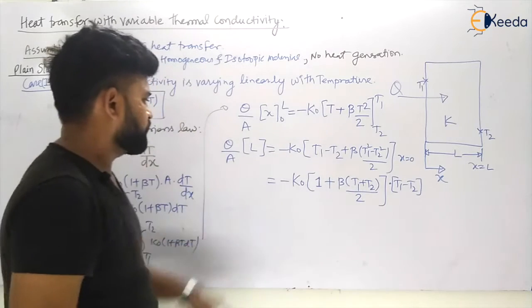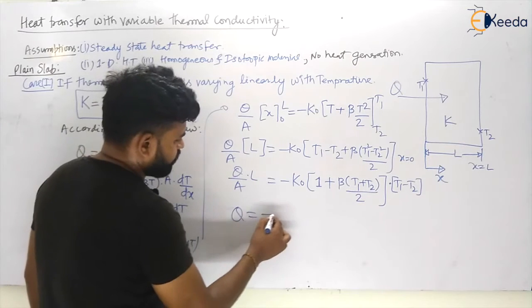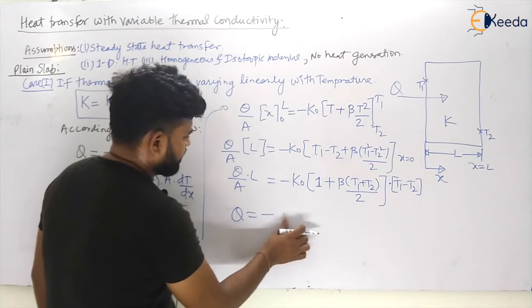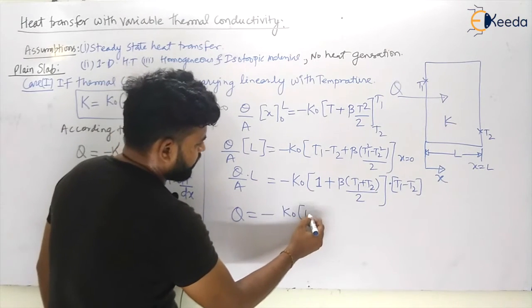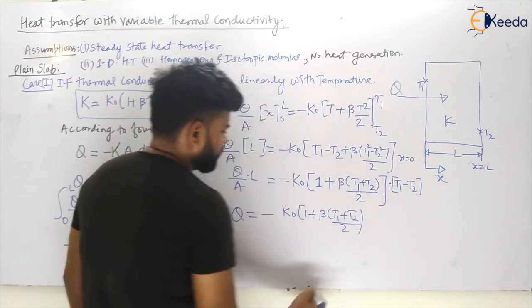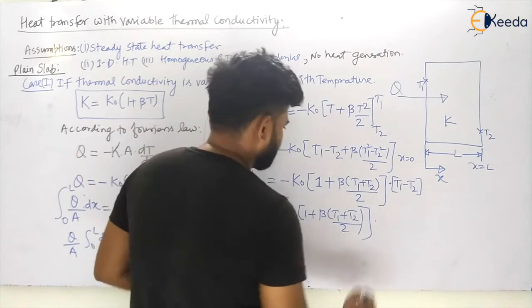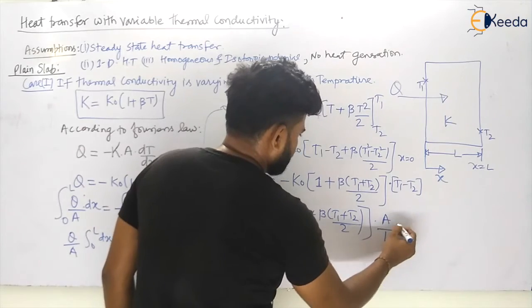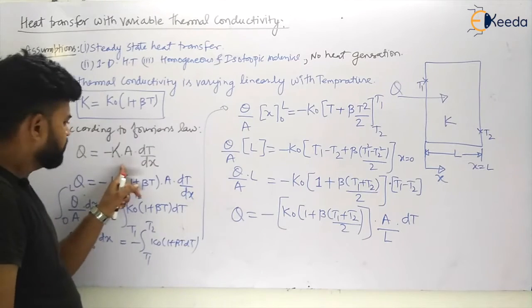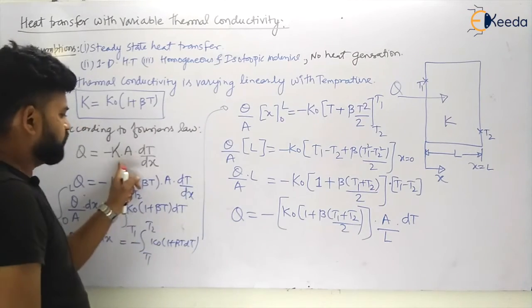And if I compare this equation, let us take Q by A into L, let us calculate Q. Q is equal to minus K naught, or we can directly multiply K naught (1 plus beta (T1 plus T2) divided by 2). Let us take that as your conductivity, and multiply by your area A divided by L into dT. So can I compare this equation with this equation? This equation and this equation are almost similar, so there will be only a little change of conductivity.